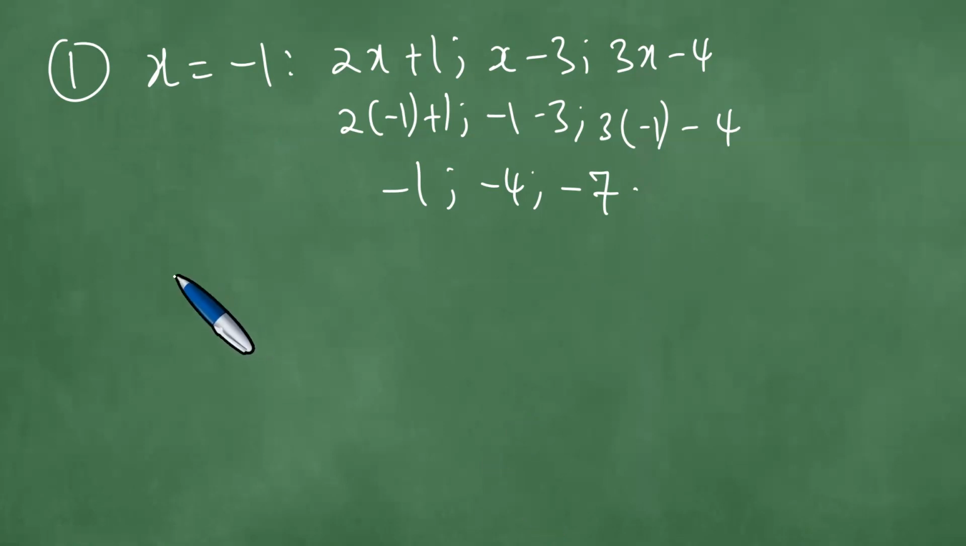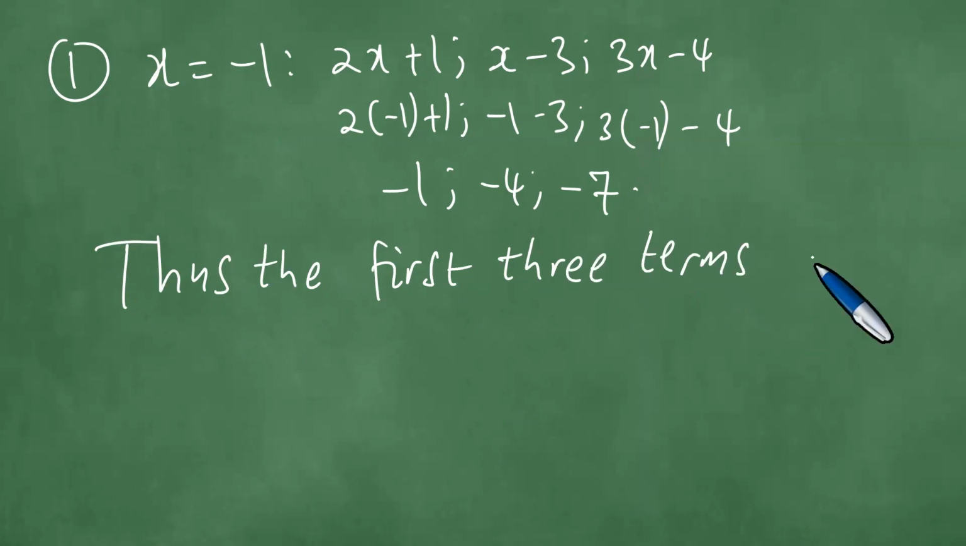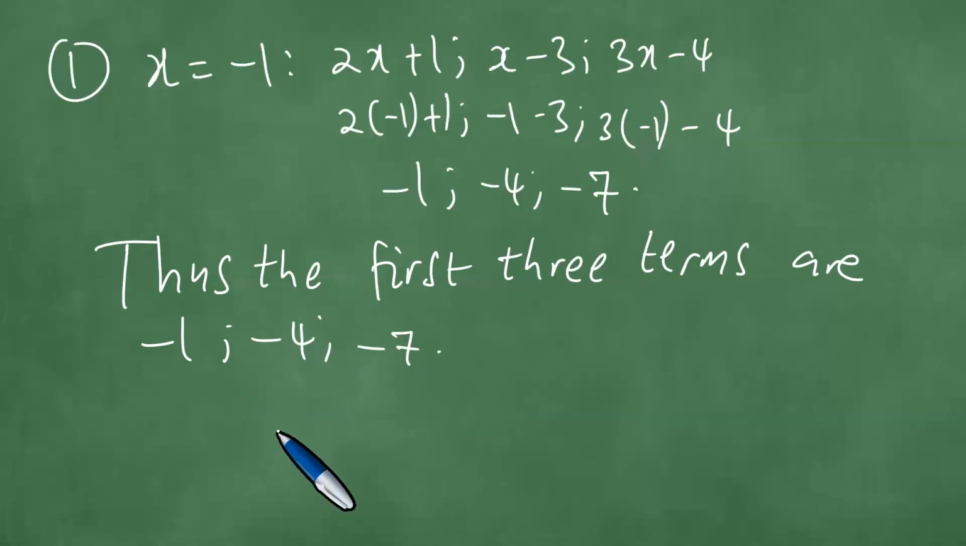Hence, thus the first three terms are minus 1, minus 4, minus 7.